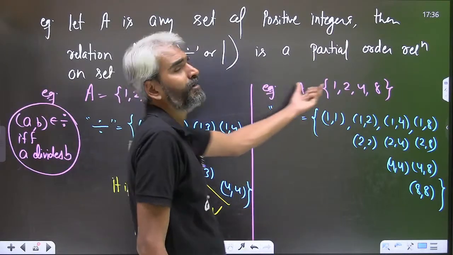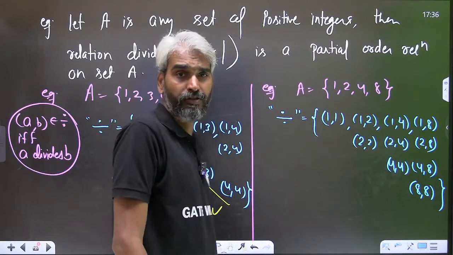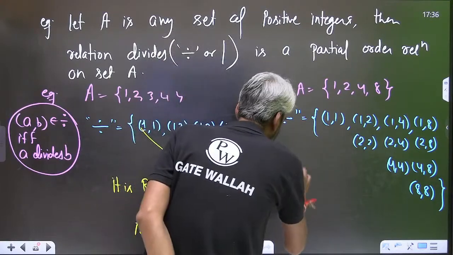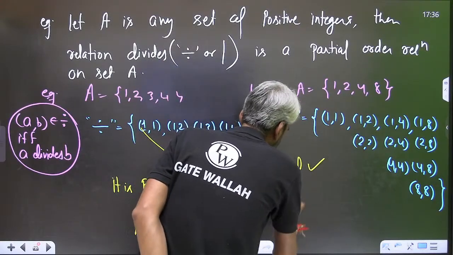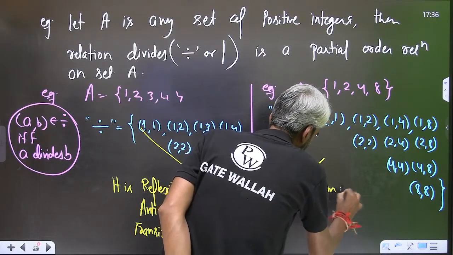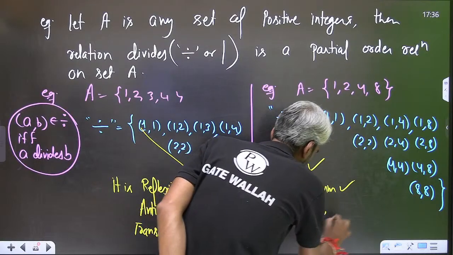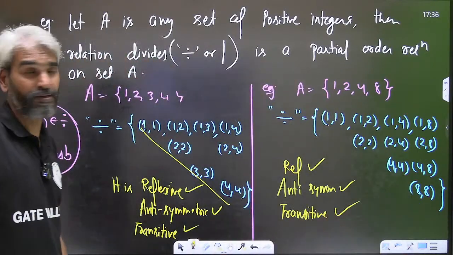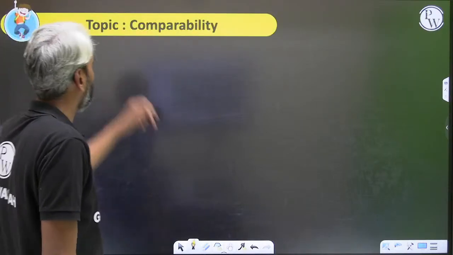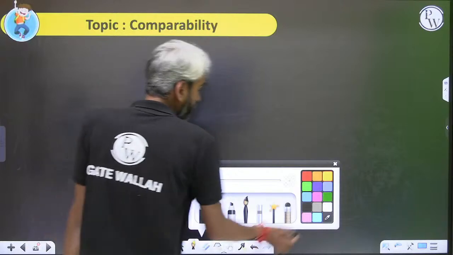Obviously, it is a set of positive integers. If you use divides, it will eventually be reflexive, antisymmetric, and transitive. Is it reflexive? Yes. Is it antisymmetric? Yes. Transitive. Yeah, so all three properties are satisfied. Now, the next definition is related to comparability.